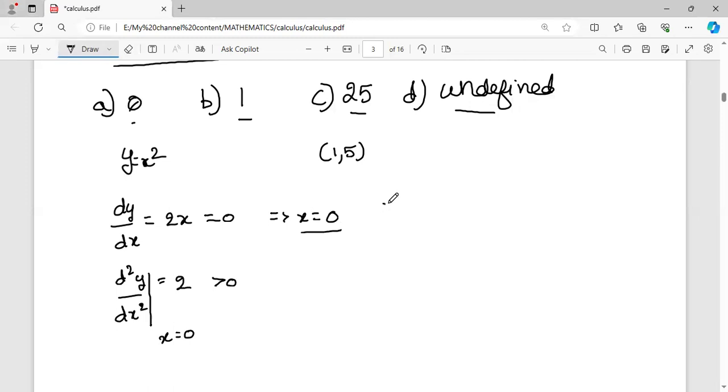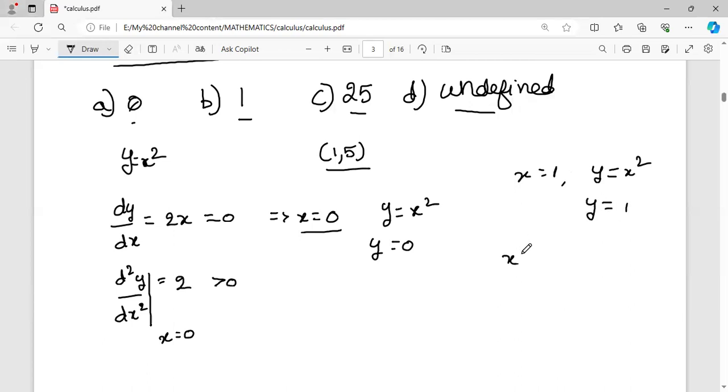Here x equal to 0. Then what is the value of y? y is equal to x square. Then y is also 0. y equal to 0, x equal to 0. Then similarly, if x equal to 1, then what will happen? y equal to x square, it is the function, because 1 and 5 I am taking. y equal to x square, its value is y equal to 1.